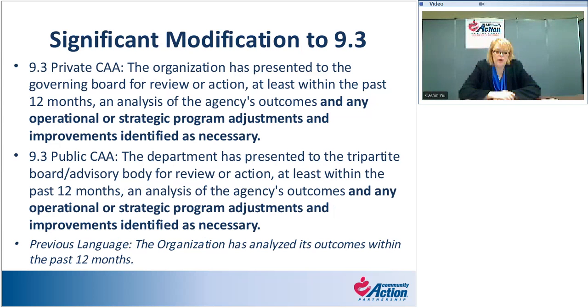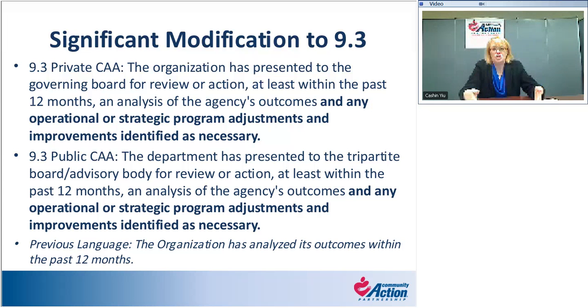This one, 9.3, I think has some significant modifications that I'm putting it into a different category than just modified. So under private community action agency, the organization has presented to the governing board for review or action at least once within the past 12 months an analysis of the agency's outcomes, as well as any operational or strategic program adjustments and improvements identified as necessary. You can see the previous original language is at the bottom of the slide. The organization has analyzed its outcomes within the past 12 months. So the organization looked at its outcomes, looked at what it was doing at least once within the calendar year.